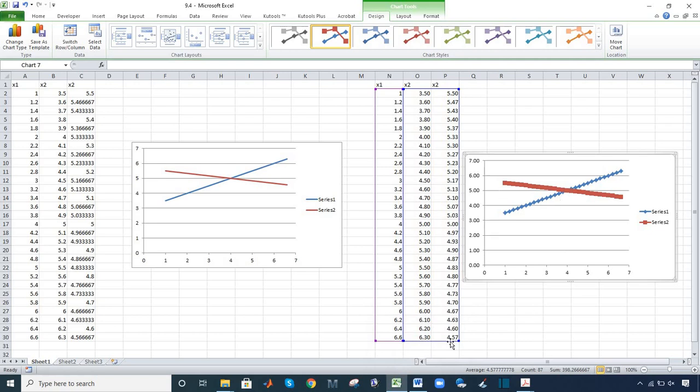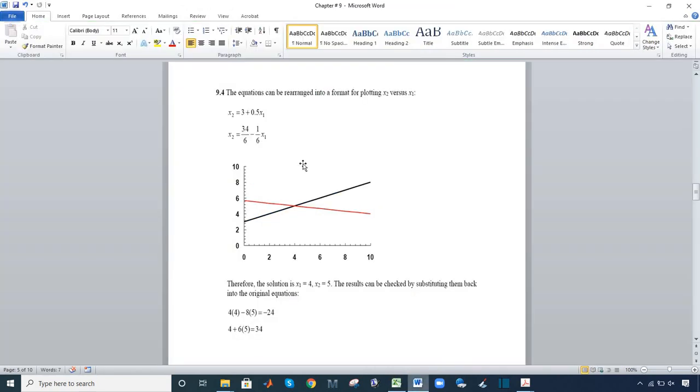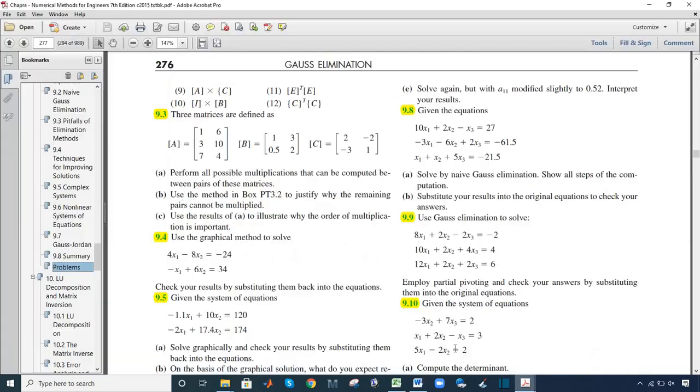You have to substitute back into the equations. Into these equations, with values x1 4 and x2 5, when you put these values into these equations, you will get the answers minus 24 and 34.